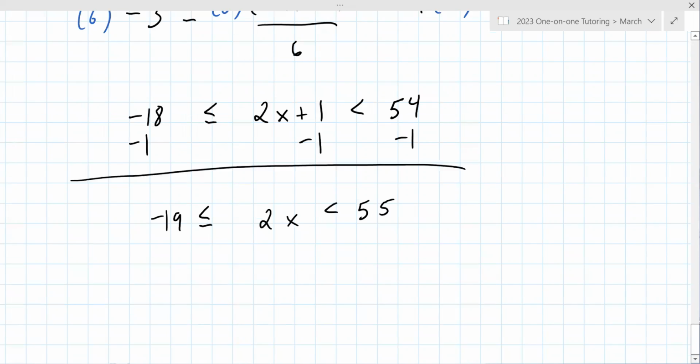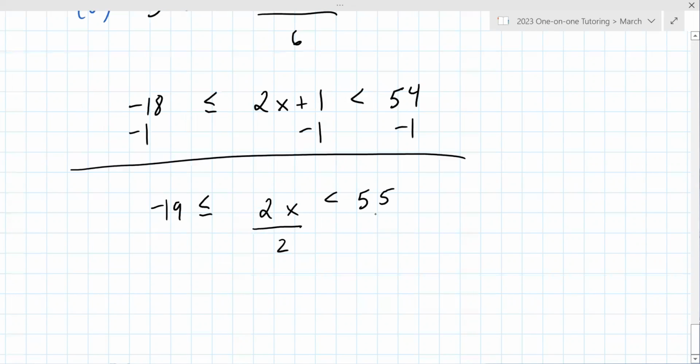And the last step here is to divide by 2. Divide everything by 2. So notice that they're both fractions this time. They don't divide out nicely. You could write, if you really wanted to, minus 9.5. On the right here, you could write 27.5. You don't have to though. You can leave it as a fraction. It's up to you, or whatever your teacher wants. They're grading you. Let's do what they want to get maximum benefit on that. Okay, so here's one for you to try.